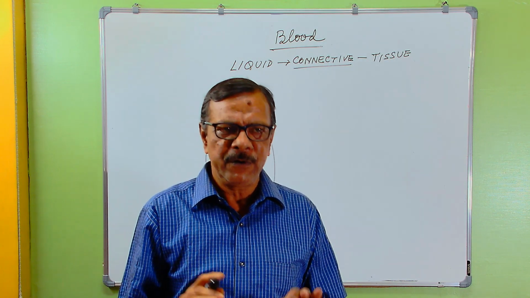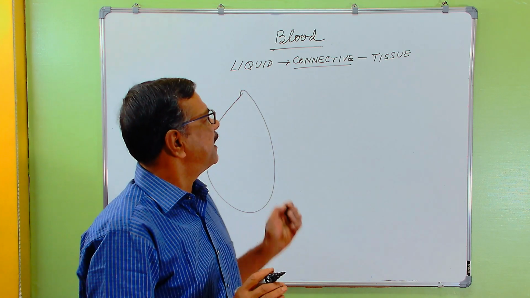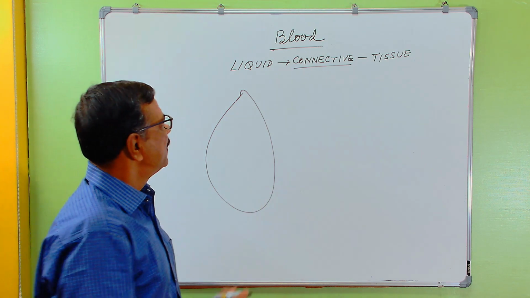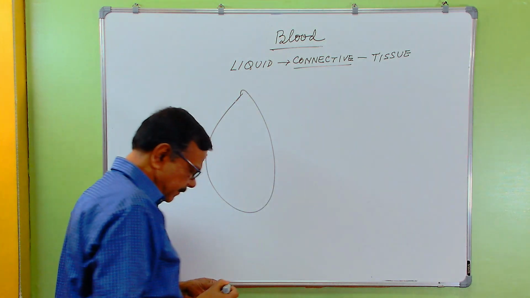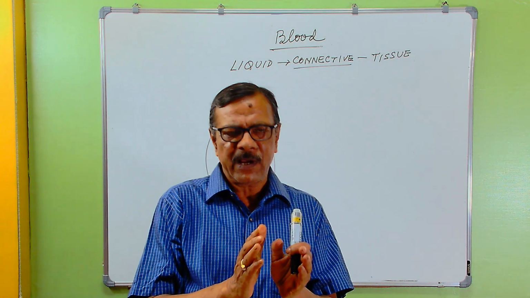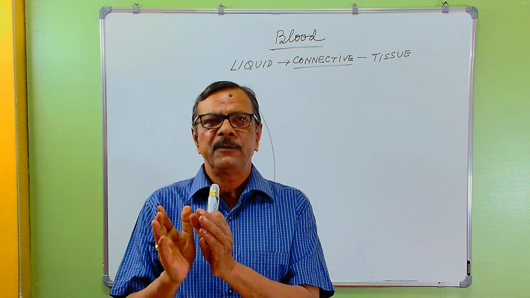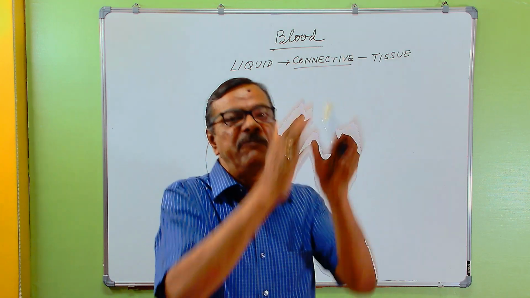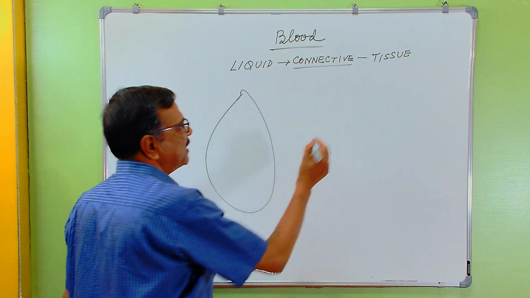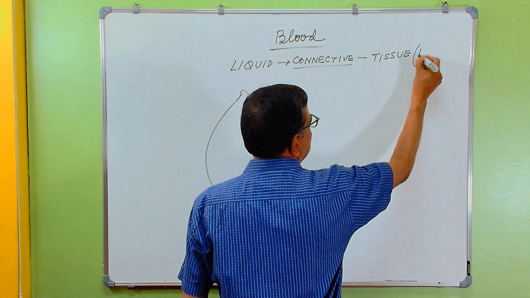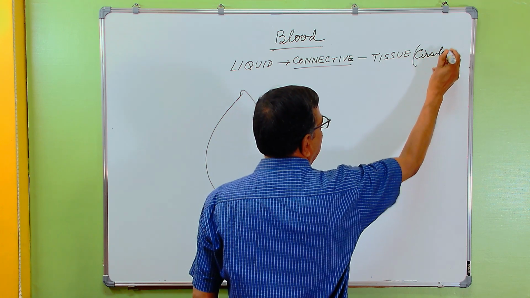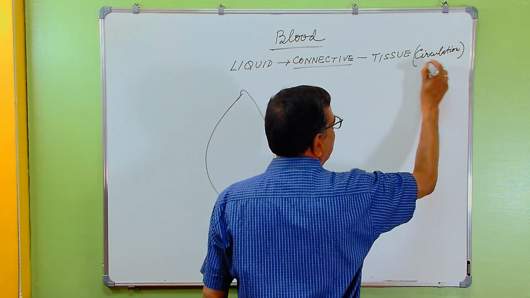Everywhere, anywhere you go into living cells, you will get blood. So blood connects each and every cell, each and every organ, system and everything. Why is it tissue? Because it contains various cells, that is erythrocytes, leukocytes and thrombocytes, but they perform a uniform function of circulation. The main function they are doing is circulation.